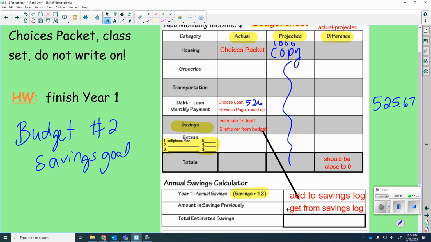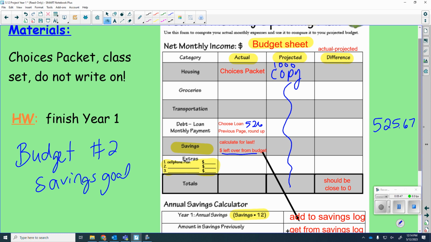526. Okay, just round it up to the nearest whole number to make it easy. And then notice that I put savings calculate for last, because after you've picked all the other things, what's left over becomes what? Your savings. See, it's the leftover from your budget. All right. Then the total here should be close to what? Yeah, it should be close to this.